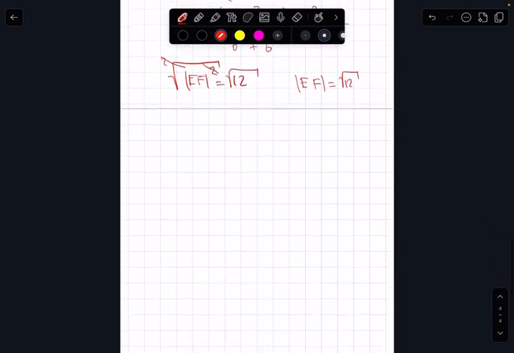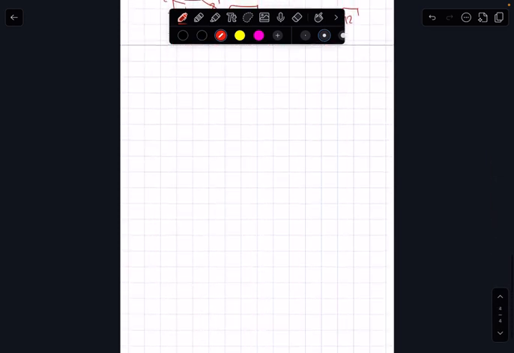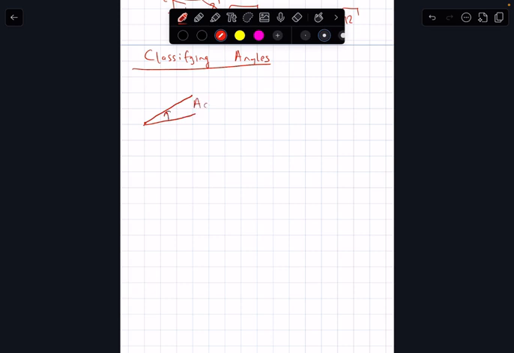Okay, now let me first talk about the angles. Let's classify angles. Classifying the angles. Like, what do we name them? If it's less than 90 degrees, okay, if it's like this, doesn't matter, like this is called the acute angle. It's so cute, it's tiny, okay, acute angle. And this is called the pivot point.